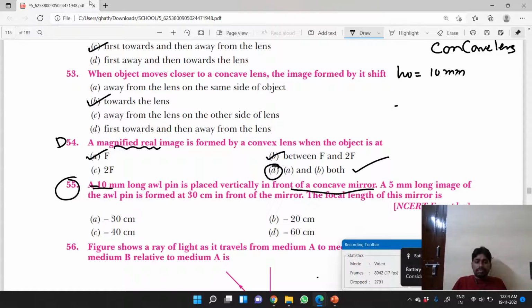Here the object is placed vertically in front of the concave mirror. A 5 mm long image is formed, which means the height of the image is 5 mm. In front means it is a real image. It is formed 30 centimeters in front, which means the image distance is 30 centimeters. Then how much is the focal length?